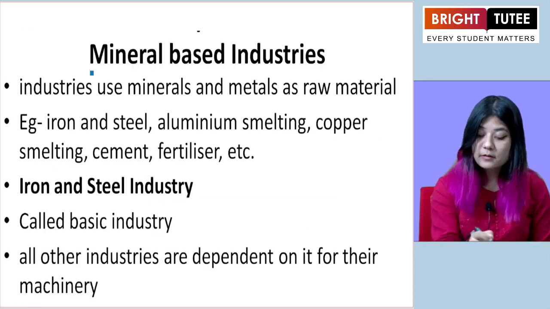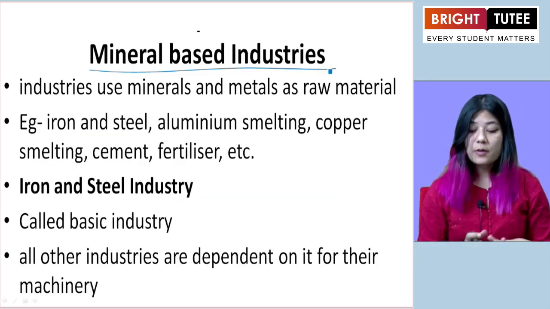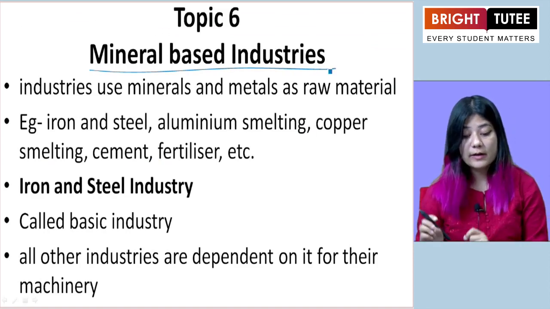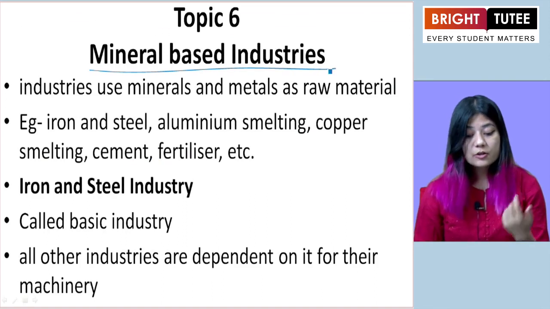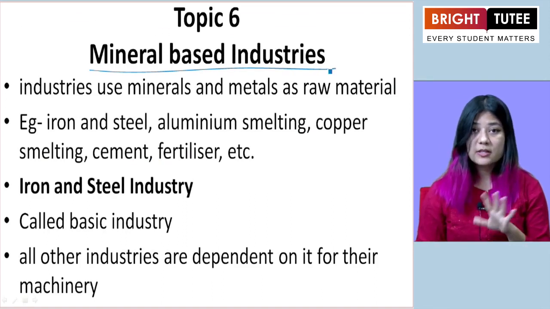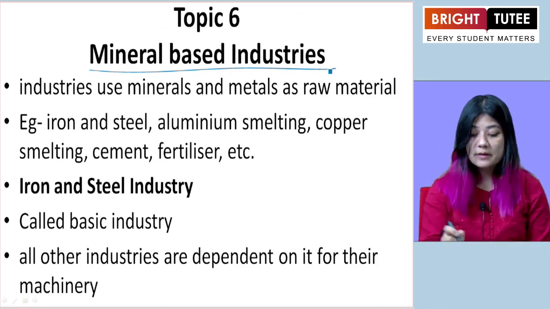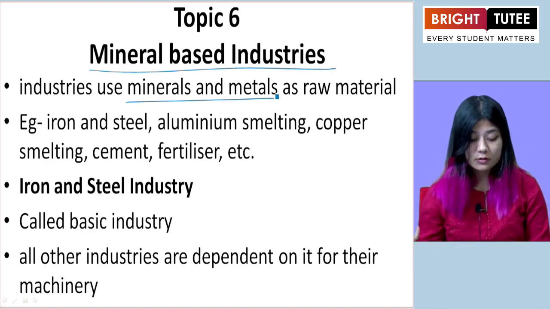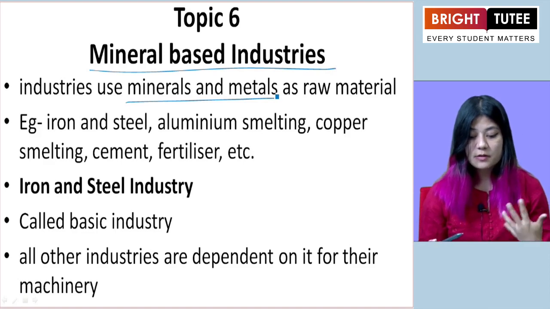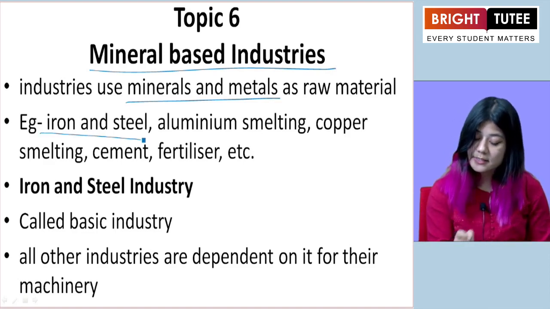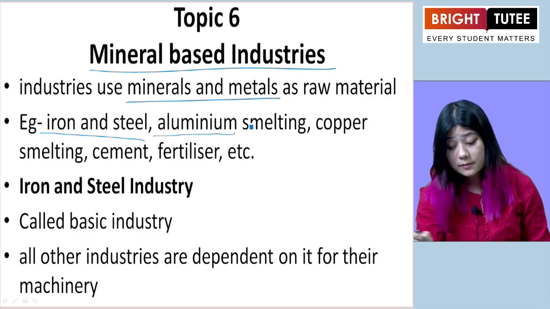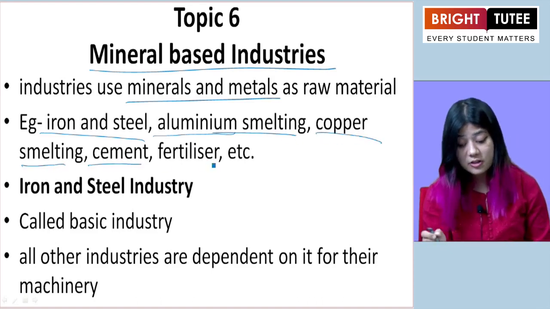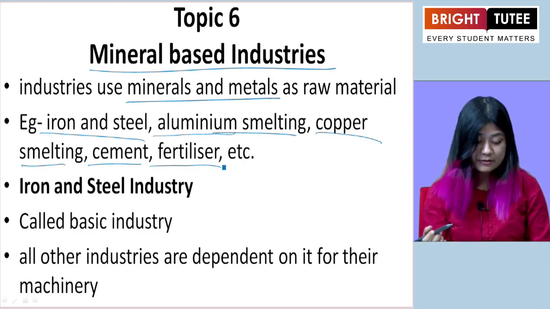Mineral-based industries. The topic before this was agro-based industries, and here we look at mineral-based industries. Mineral-based industries are those industries which use minerals and metals as raw materials for the manufacture of goods. Some examples of mineral-based industries are iron and steel industries, aluminum smelting industries, copper smelting industries, cement industry, fertilizer industries, etc.